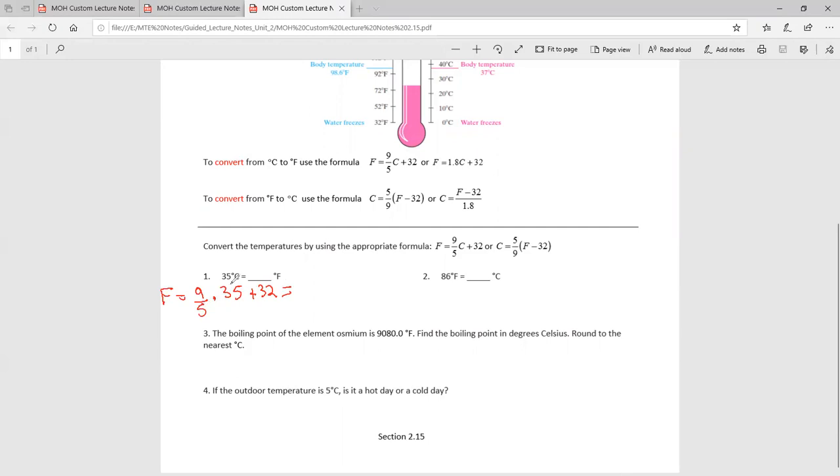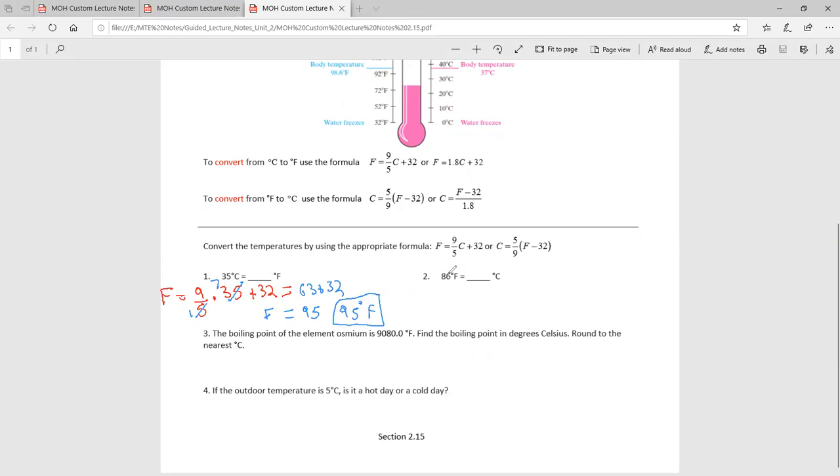So 5 will go into 35 7 times. And then we're doing 9 times 7, which is 63. And then the 63 plus the 32 gives us 95. So that's 95 degrees Fahrenheit. That's a rather warm temperature if you're considering it to be the weather. So 35 degrees Celsius tells me that's a really warm day. A lot of people are going to be sweating, unless they're in Arizona where there's no humidity, then maybe not.